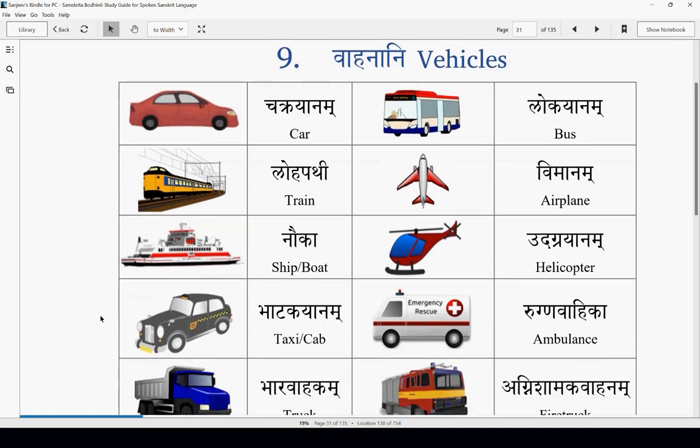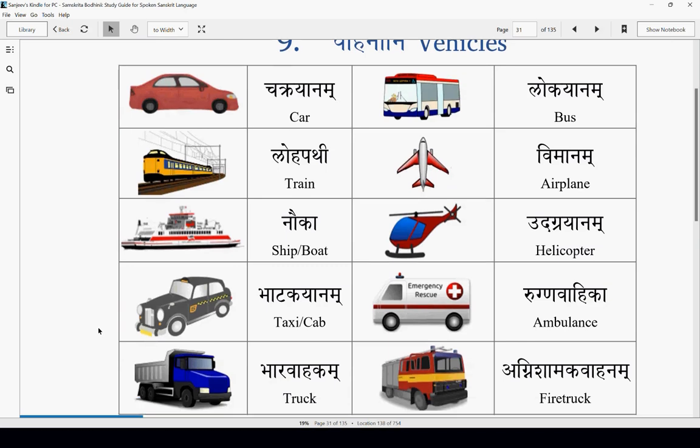Yeah, anyone want to read this? Neela, begin. Sure. Vahanani, vehicles. Chatra yanam, car. Lohapati, train. Nauka, ship, boat. Pataka yanam, taxi, cab. Bharavahakam, truck.